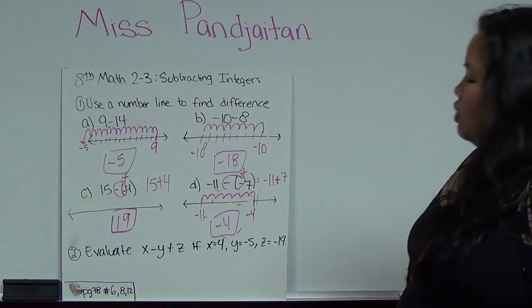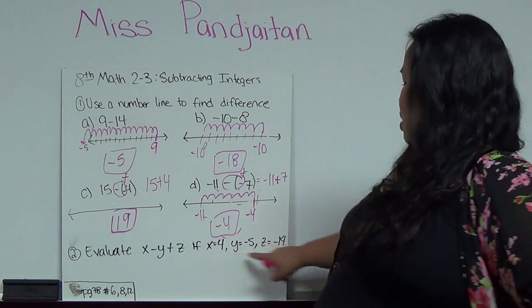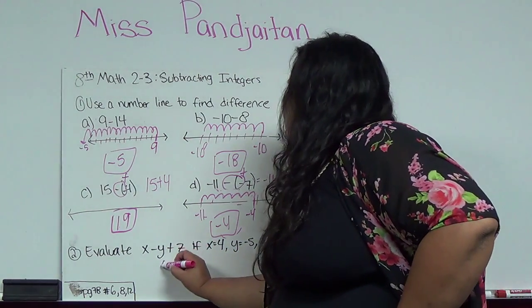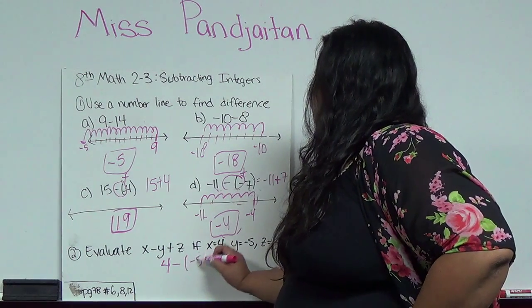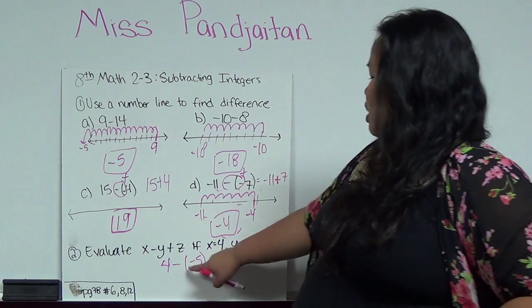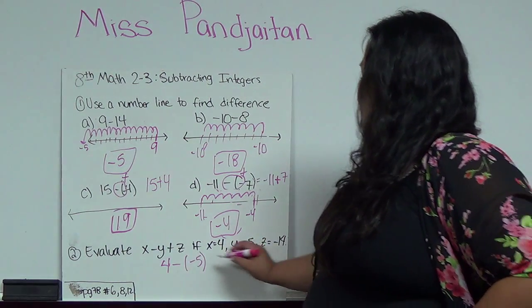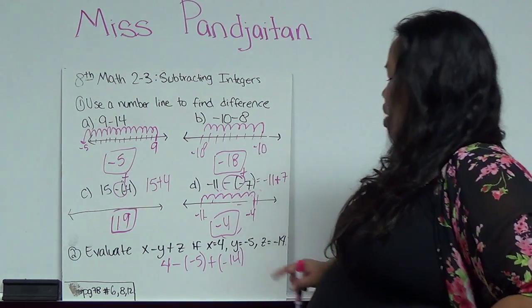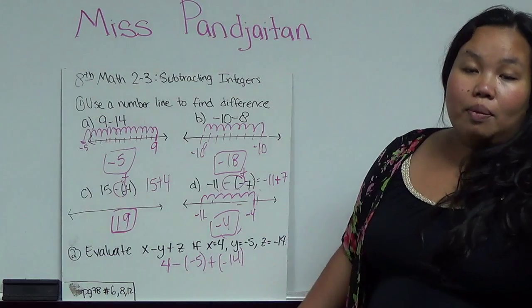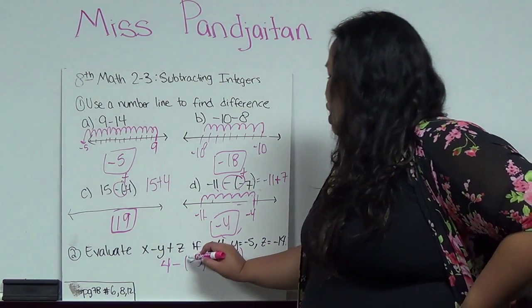So my last one is asking me to evaluate x minus y plus z, and they give me the values for this. So x is 4, minus y, which is -5. The reason I'm putting parentheses is so that the negative is attached to 5, and there's also a minus sign. And then plus -14. So when I have two signs together, I put a parenthesis so that I'm able to tell the signs apart. So these make a what?